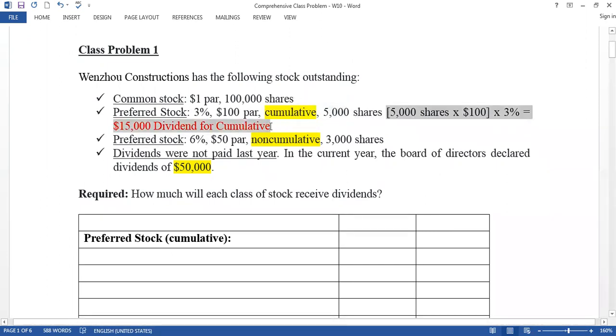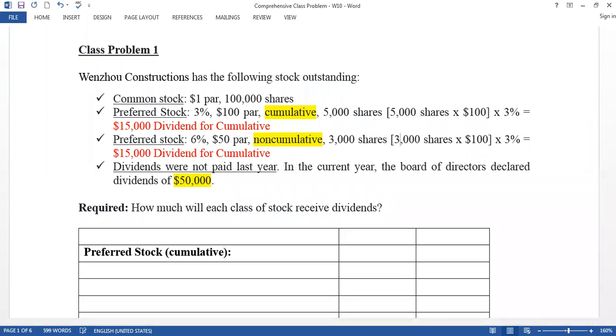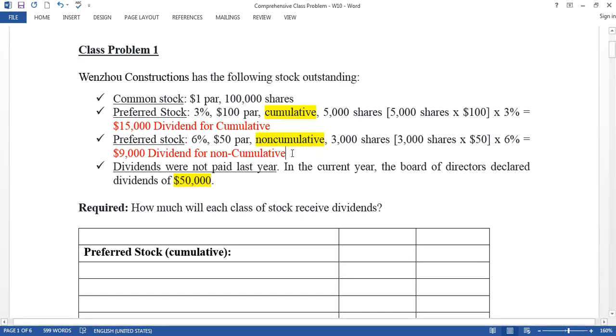Now we are going to calculate the amount of dividend for non-cumulative. 3,000 shares, par value $50, and 6% is the interest. So the amount is $9,000 dividend for non-cumulative. So we calculate $15,000 dividend for cumulative, and $9,000 dividend for non-cumulative. And the total dividend is $50,000.